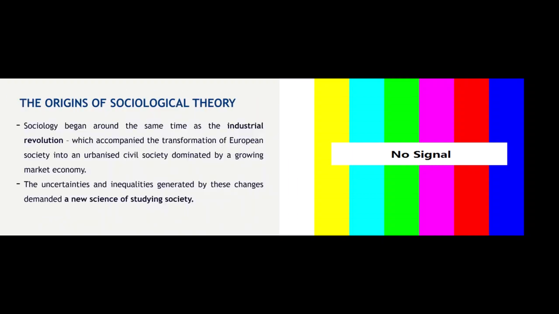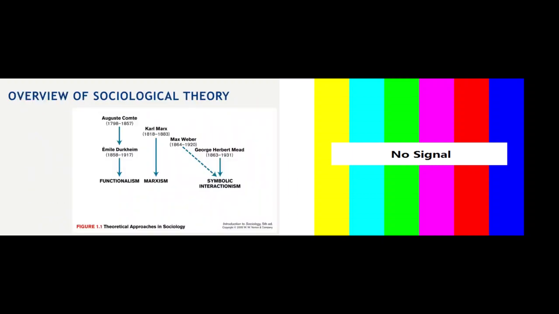So this is a kind of overview of early sociological theory, and I'll speak about each of these figures and each of these traditions. This is just to give you a bit of a roadmap of what I'm going to be speaking to you about. Essentially we have Comte, and then coming after him, Emile Durkheim, and they were working in a tradition that we can call functionalism. They were trying to discover the functions that certain social behaviours fulfilled for society.